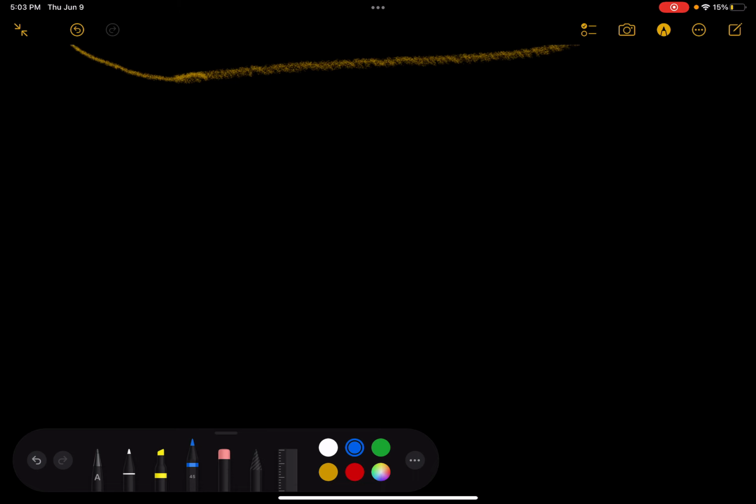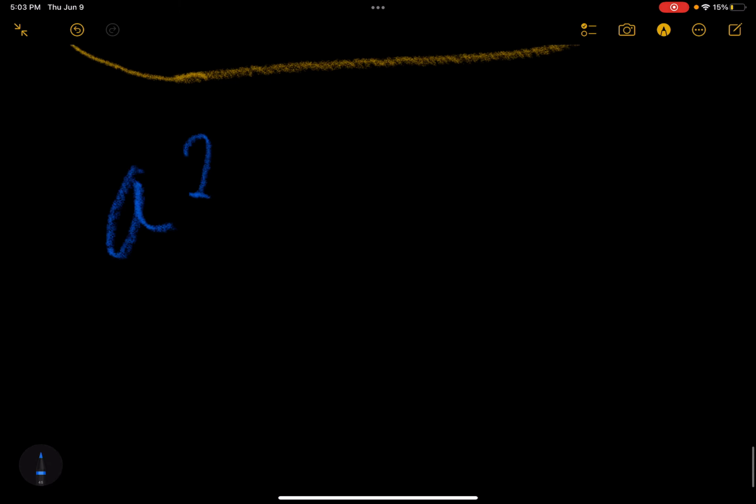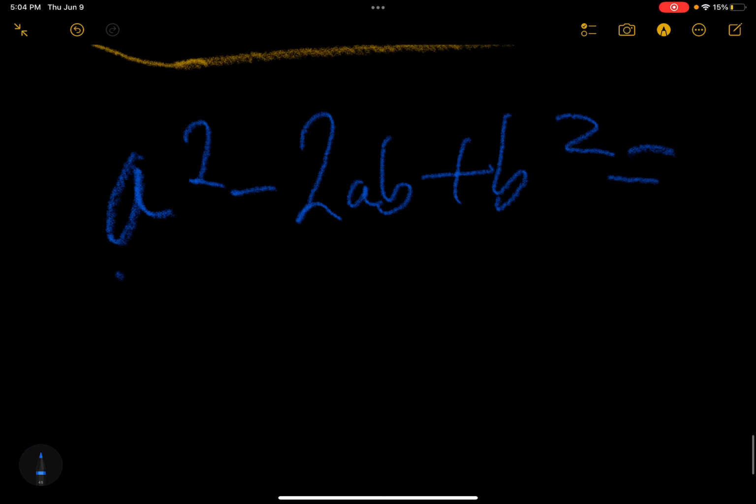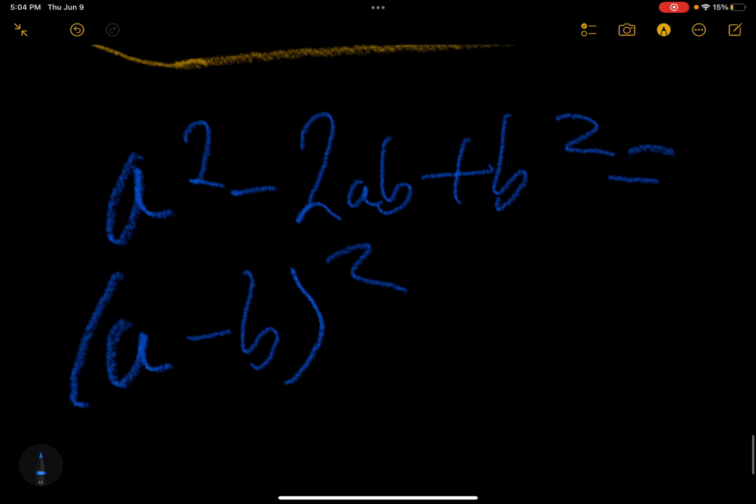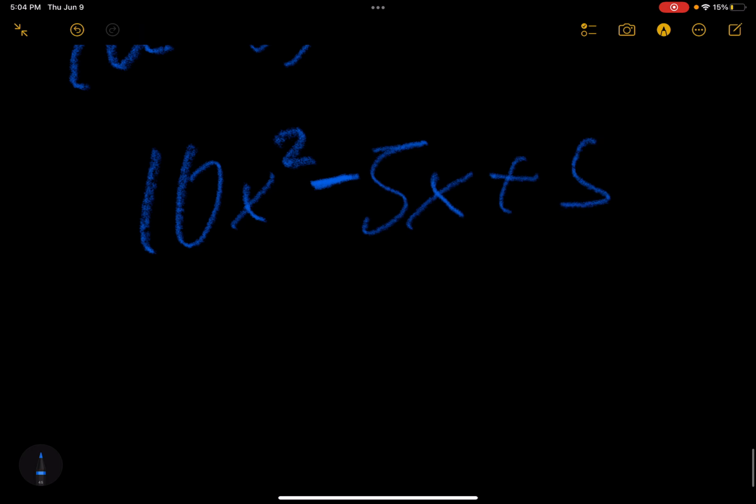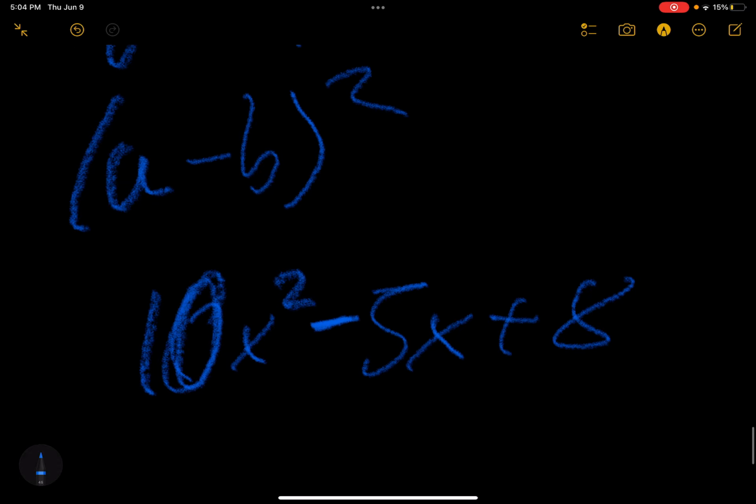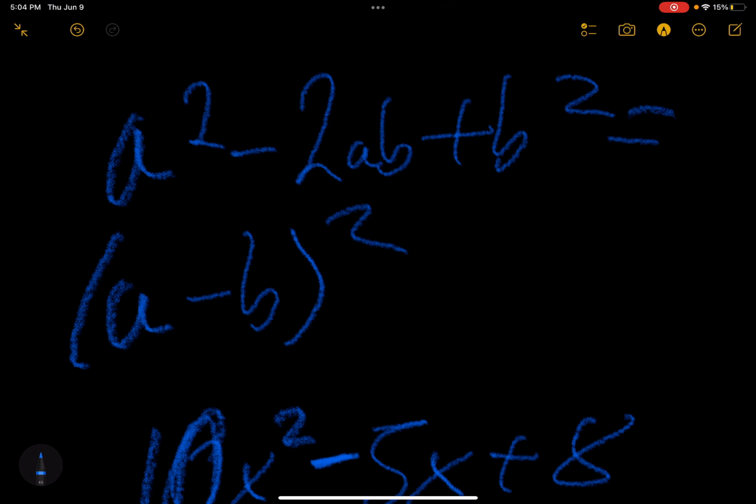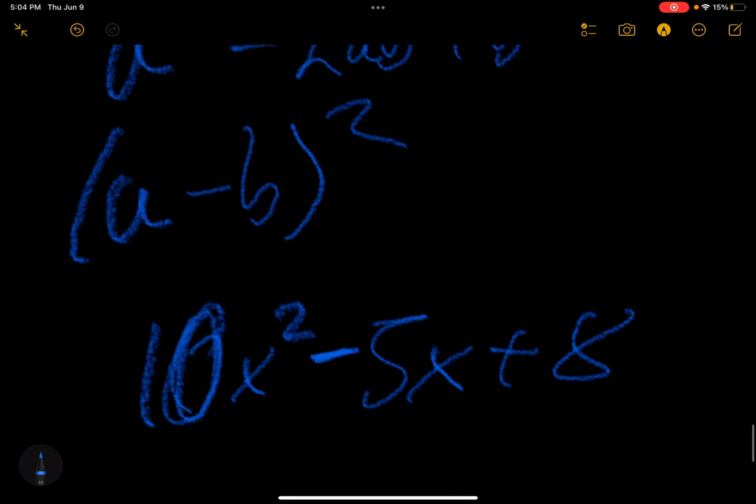So now let's do another one. Now we're going to be putting a squared minus 2ab plus b squared, and this equals a minus b squared, right? So let's say we have 10x squared minus 5x plus 8. Let's say we have this, right? When we put this in that, if you notice here we have minus 5. I don't think it matters whether b is negative, and it probably doesn't matter, but I'm not sure.